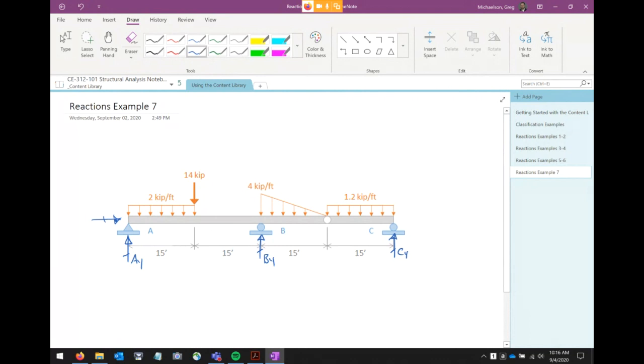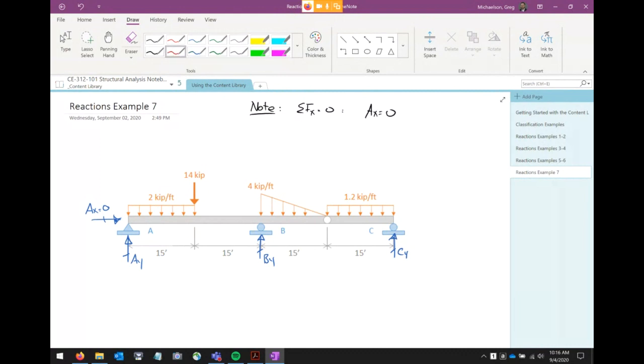Now, the horizontal one, we can utilize the sum of forces in the x direction to indicate that AX is 0. That's fine. We can exploit that expression now and just state that AX is 0, get that out of the way. But that's not going to make solving for any of the other ones any easier or harder.